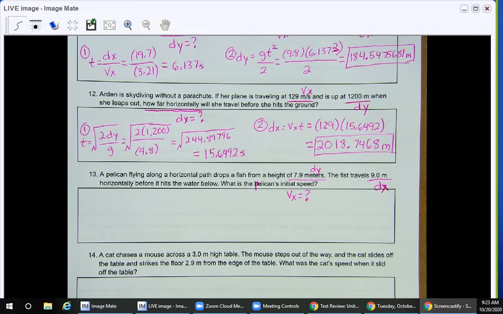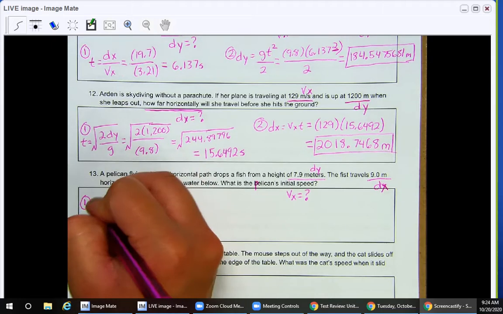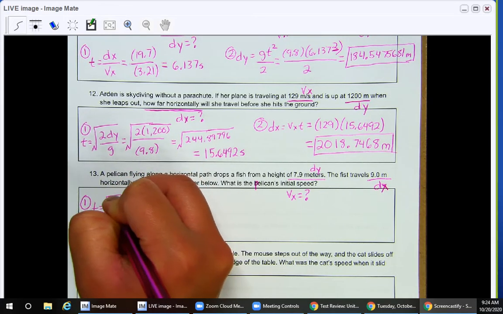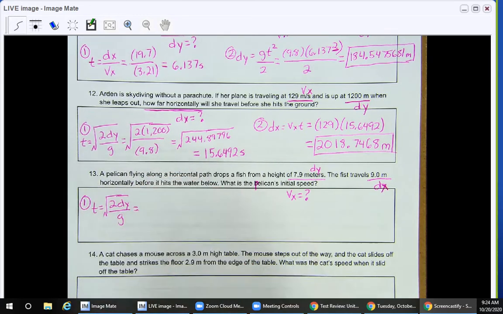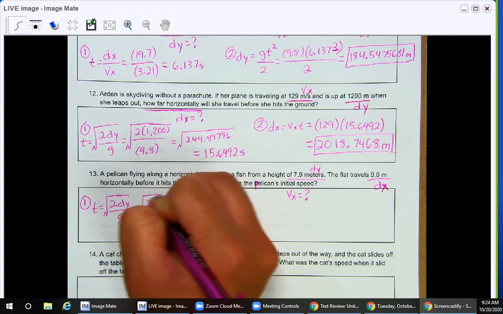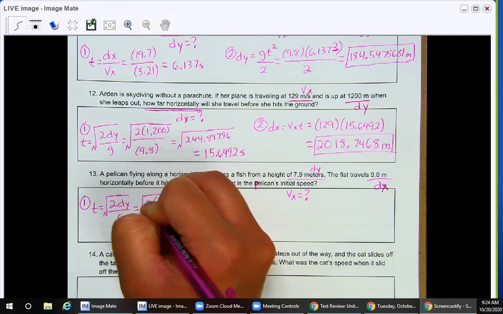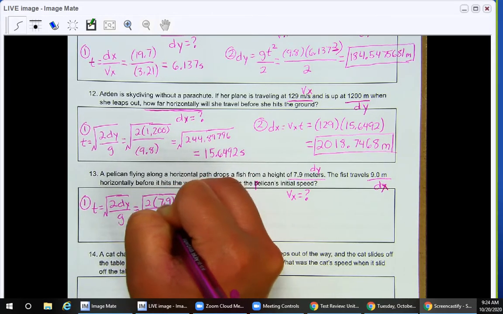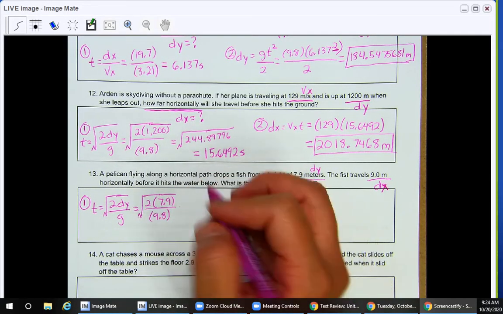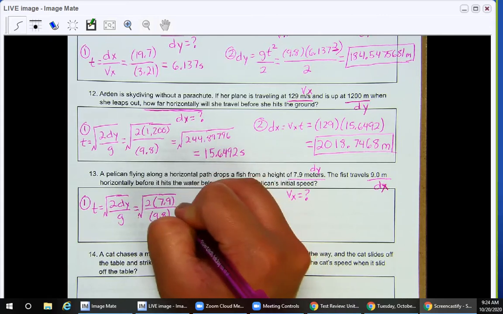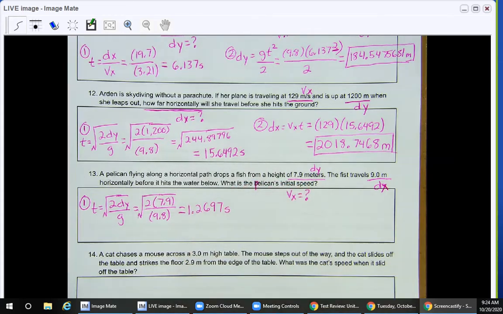Another two-part problem because Vx needs time. So the first thing we're going to do, time equals the square root of 2 dy over gravity. Square root of 2 times our dy was 7.9. Divide that by gravity, 9.8. When you square root all of that, your time should have been 1.2697 seconds.